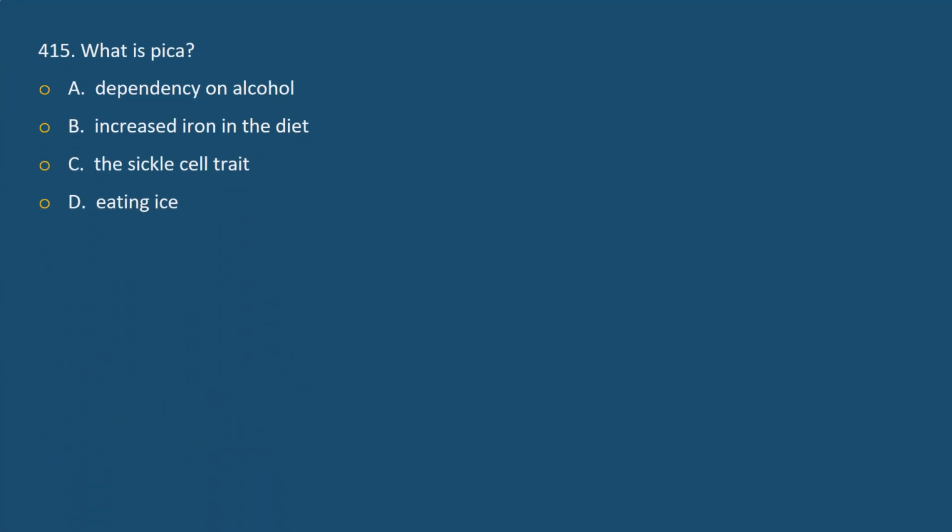Question 415. What is pica? A. Dependency on alcohol. B. Increased iron in the diet. C. The sickle cell trait. D. Eating ice.